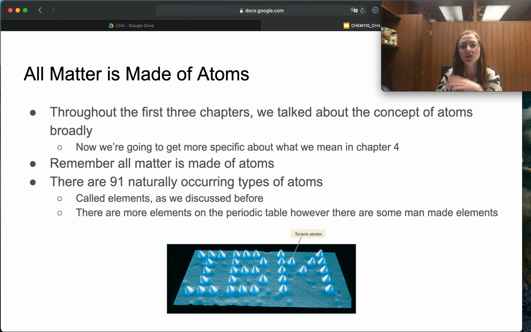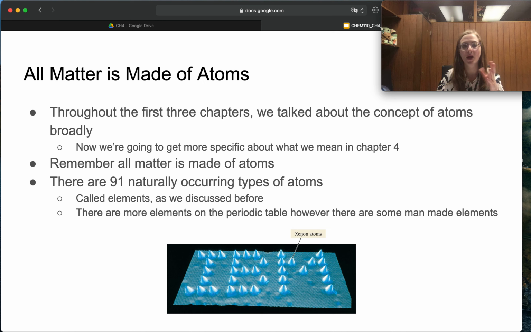So just a reminder, as we've talked about before, all matter is anything that has volume and has mass. So anything that has those traits is going to be made up of atoms. So in this chapter, we're going to start to get more specific about what we mean by atoms, give you an idea of what that is.